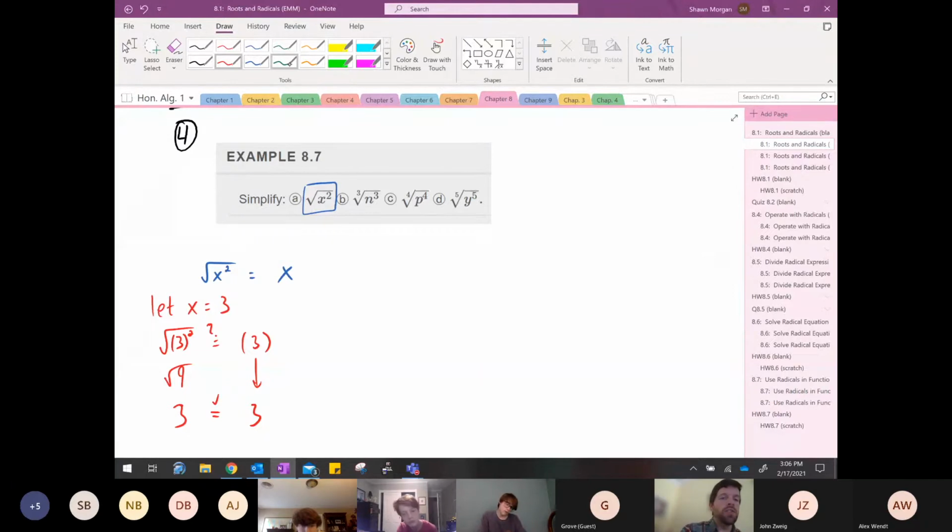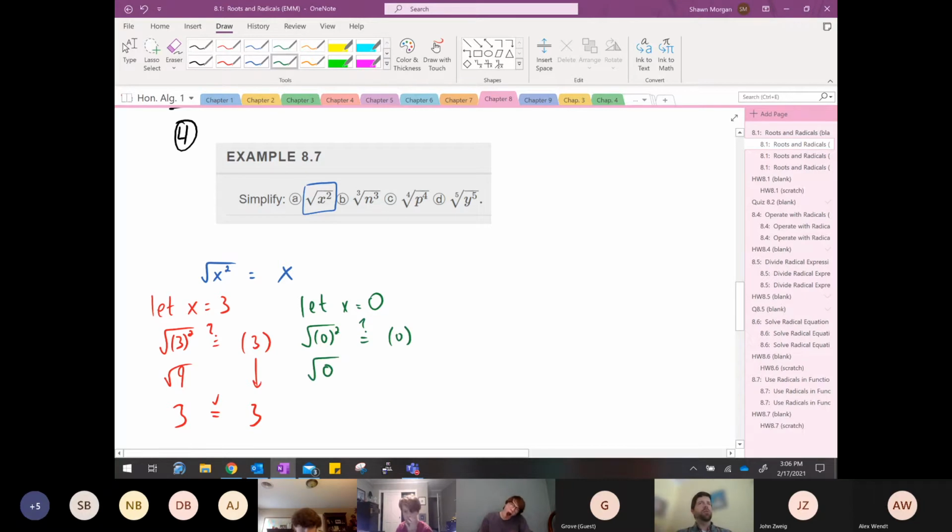Next, suppose that x equals 0. We talked about a positive number, so let's talk about a neutral number. Does this work? We've got the square root of 0 squared, and we want to see, does this equal 0? The left-hand side, 0 squared, is pretty easy. 0 squared is 0. Does anybody know what the square root of 0 is on the left-hand side?